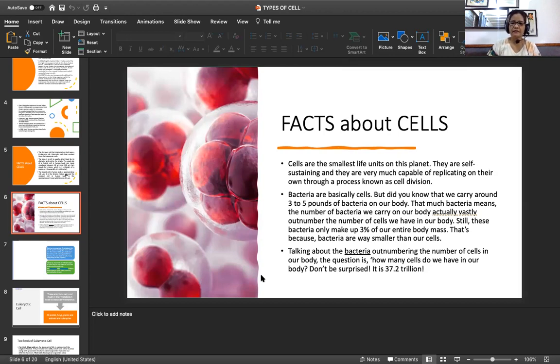Bacteria are basically cells. But do you know that we carry around 3 to 5 pounds of bacteria in our body? That's too much. Yet these bacteria only make up 3% of our entire body mass, because bacteria are way smaller than our cells. And to count them, there are 37.2 trillion in our body. That's how many they are.